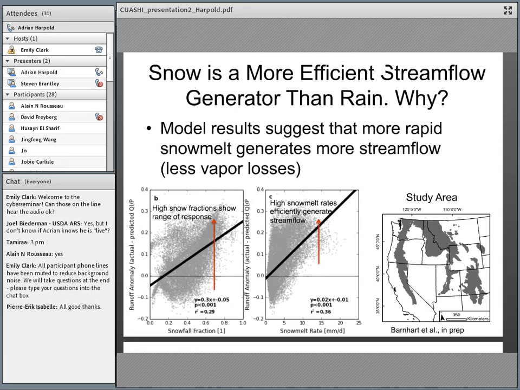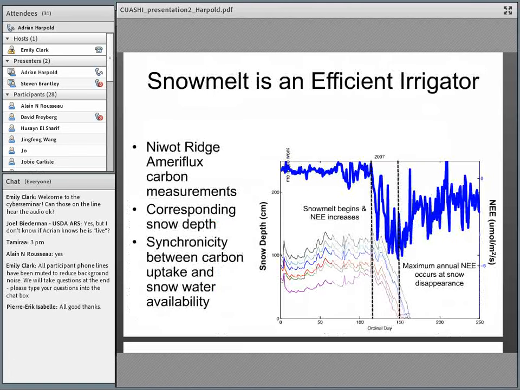But the sort of converse of that is that we also see strong evidence that snowmelt is also very good at becoming transpiration and irrigating the vegetation in these systems. So I apologize for this sort of floating text in the upper left of the panel. That's some kind of conversion issue.